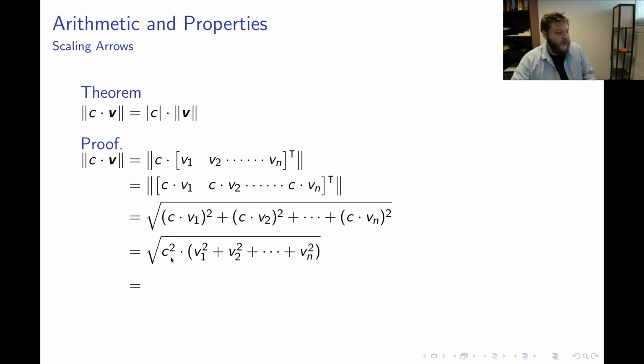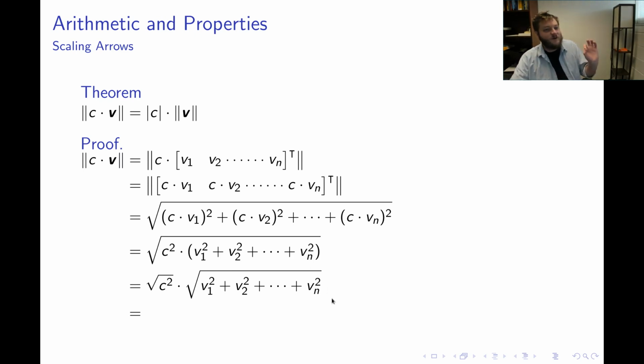Now I'm multiplying the c squared times the sum of the squares of the coordinates of the original vector v, and I'm taking a square root. Well, remember, when I'm multiplying two quantities together and taking a square root, the square root sign distributes over those two quantities, which leaves me with the square root of c squared multiplied by the square root of the sum of the squares of the coordinates of the original vector.